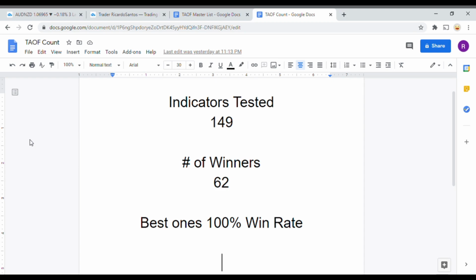So to date, we have tested 149 indicators. And out of those 149 indicators, 62 of them have been winners, which means that they have met or exceeded the 60% win-loss ratio threshold that we have set for them. The best ones so far were able to achieve a 100% win rate.